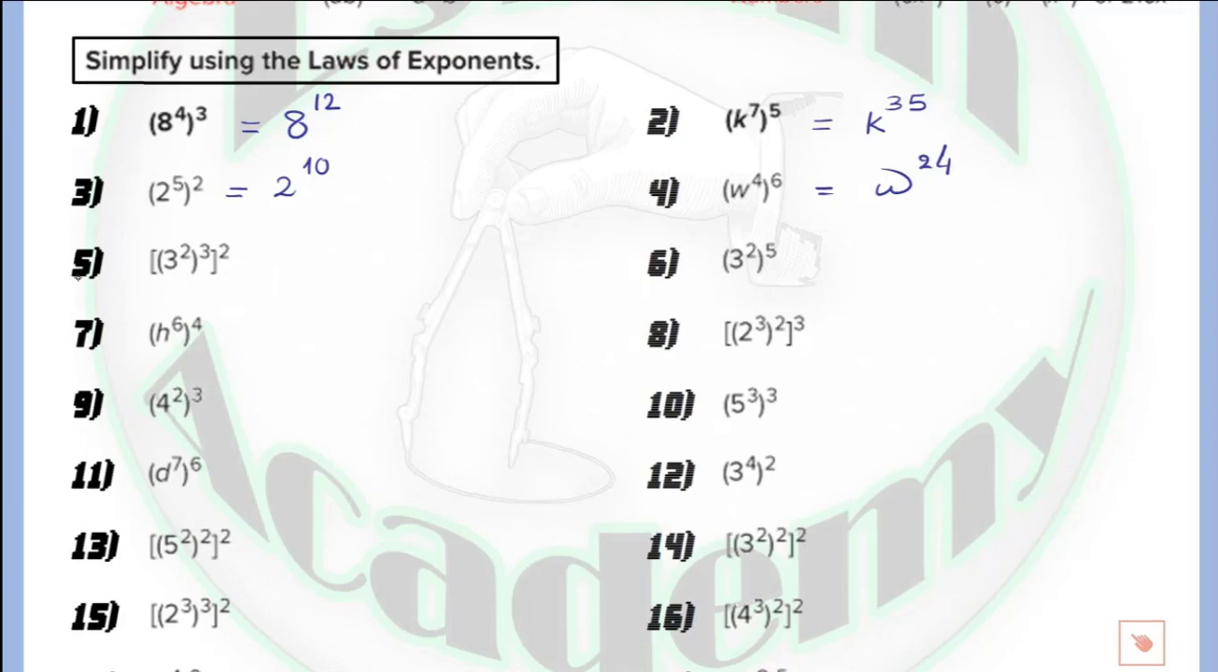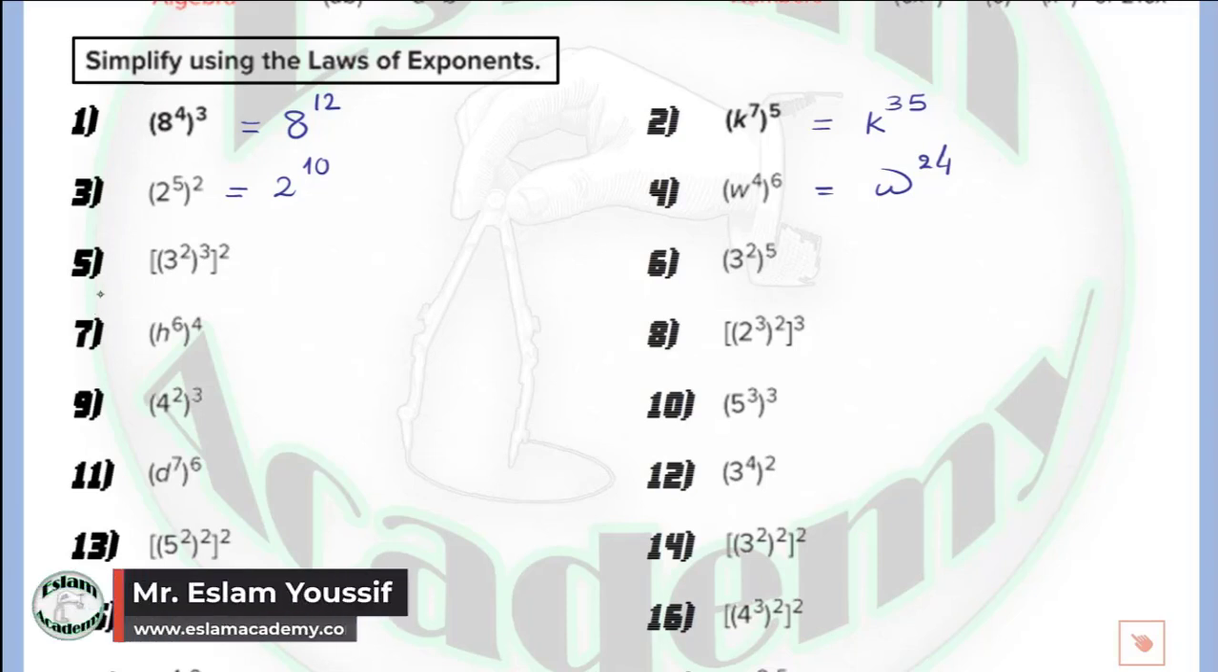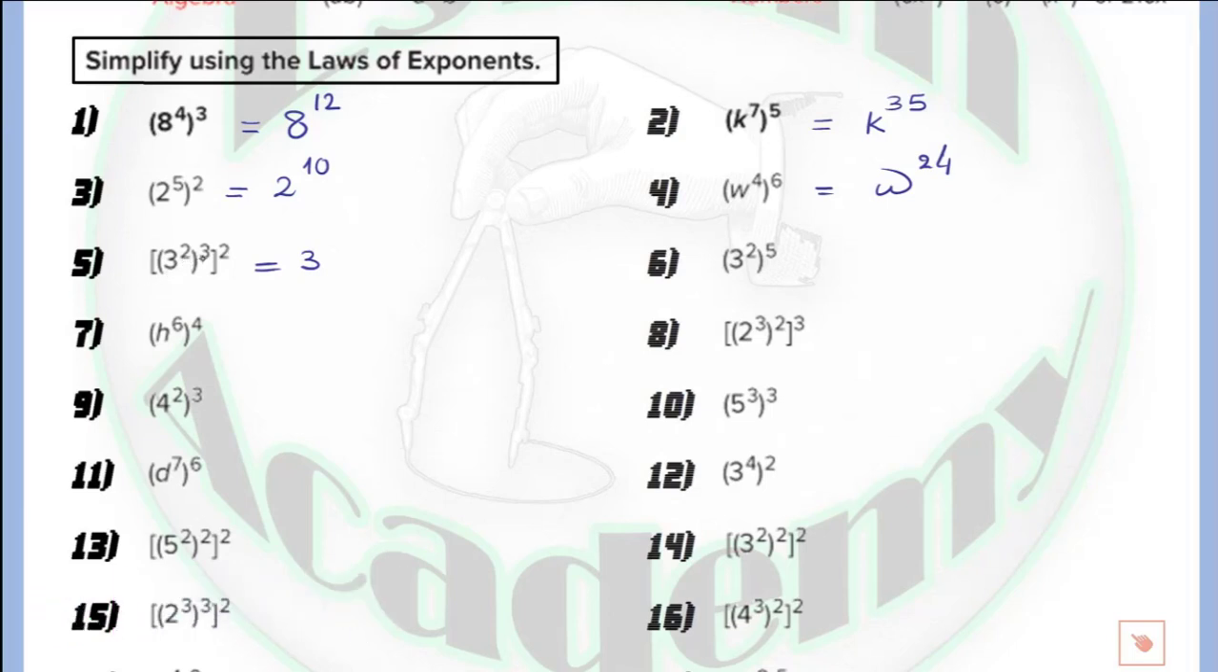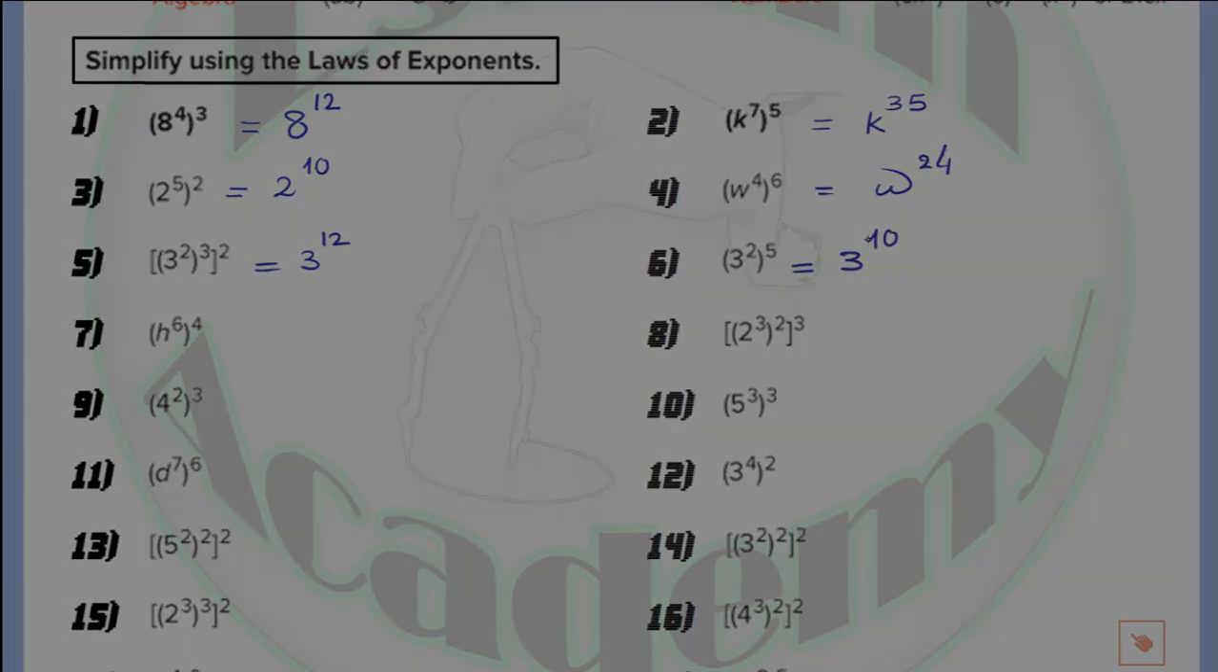Suppose that we have in question number 5, 3 to the power 2 raised to the power 3 raised to the power 2. Whatever the number of the powers that we have, just write the base without any change. Now I will multiply the powers together. So 2 times 3 equals 6, times 2 equals 12. So it will be 3 to the power 12. Next, 3 to the power 2 to the power 5: just write 3 and multiply them, so it will be 3 to the power 10.